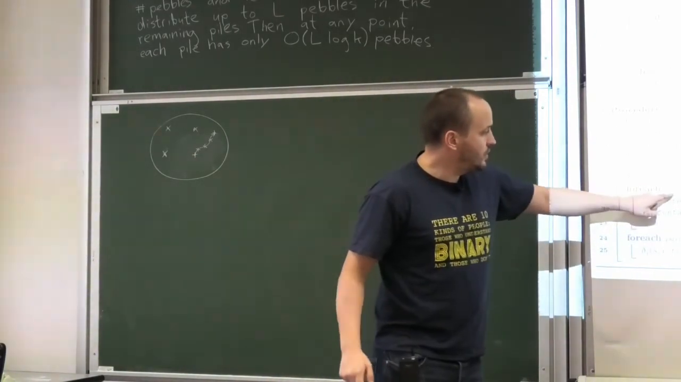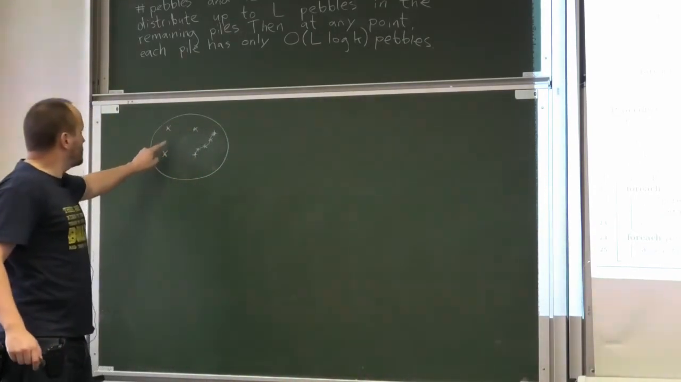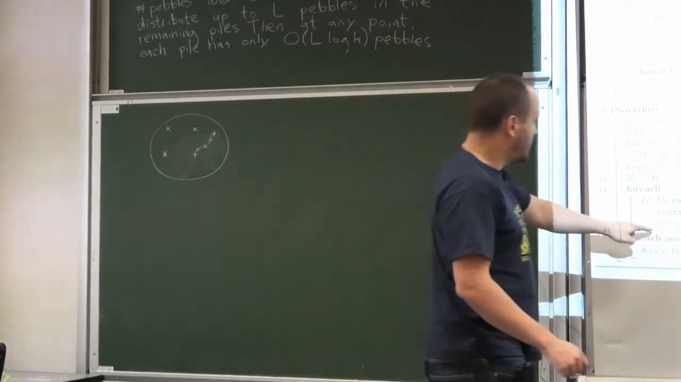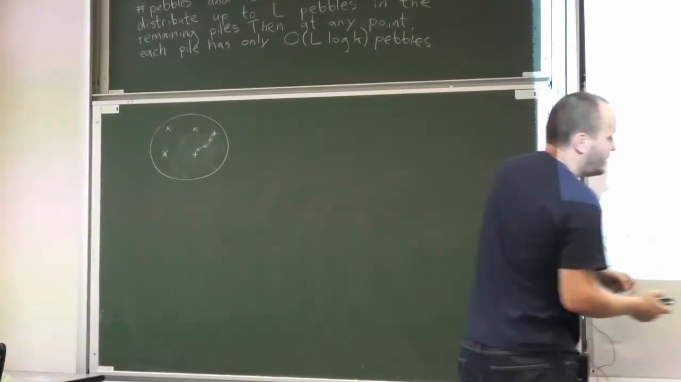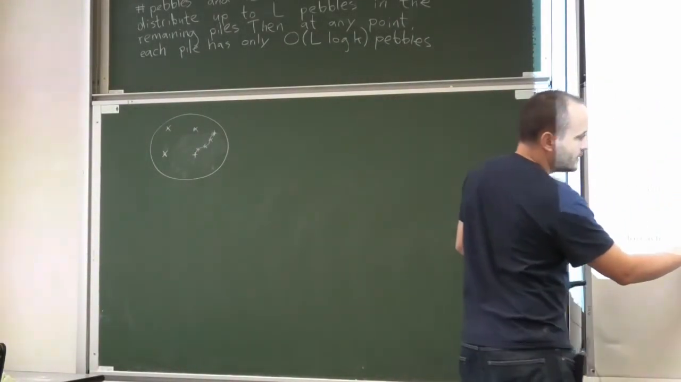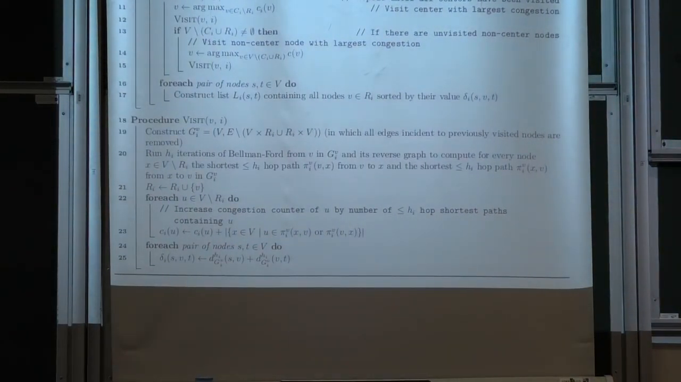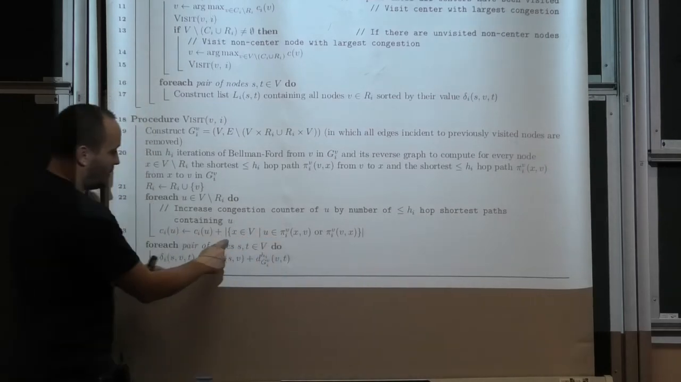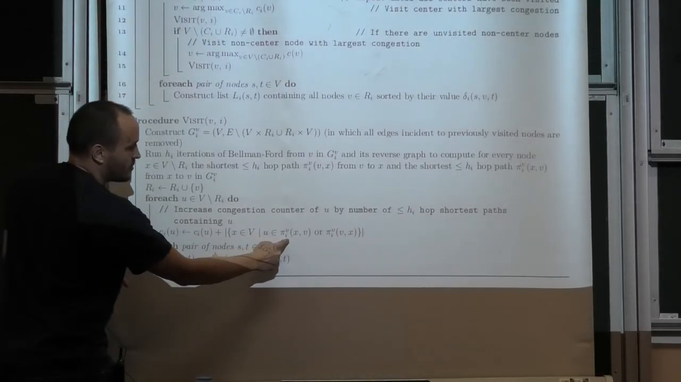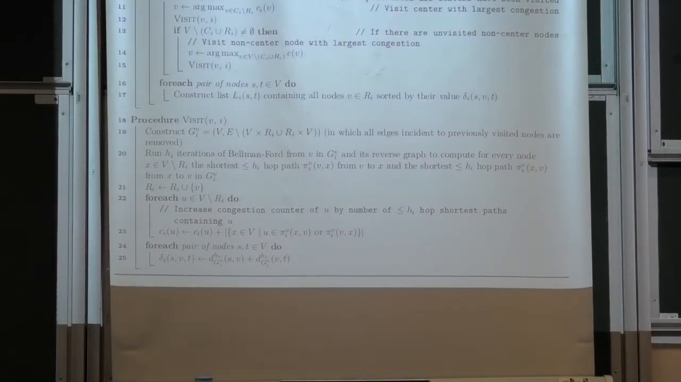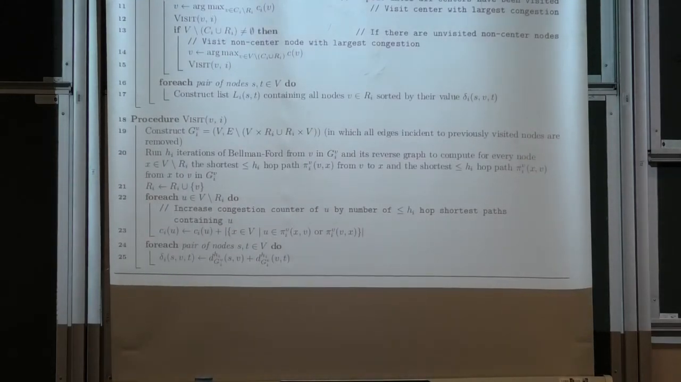So for each u, we don't congest these vertices because they are removed, right? So there are no paths going through them. We take the congestion counter and we increase it by this value here, which expresses the number of paths that u belongs to. So if this is v and this is x, we're checking how many x's there are for which u belongs to the path from v to x or the path from x to v. Is that clear? So we also have some in paths where we also congest the vertices on those.